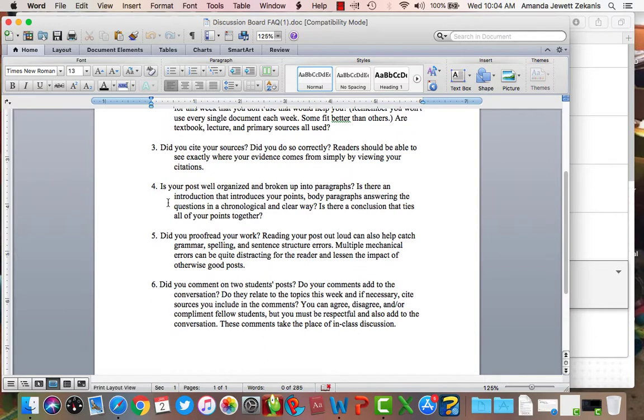Is your post organized and broken into paragraphs? Nobody wants to read a giant blob. Please, please, please use paragraph breaks. They will help break up your topics and ideas. It will read cleaner and more organized if you have it broken up into paragraphs.